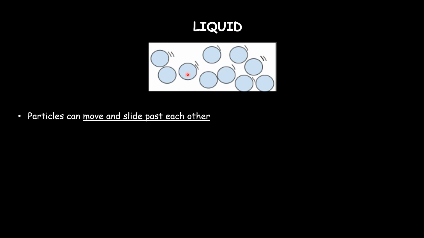The particles in a liquid can move and slide past each other. This is something the particles in a solid cannot do. In this picture, we can see that the particles in a liquid are still close to each other, but they are not in lattice. The particles do not have a fixed, regular pattern.